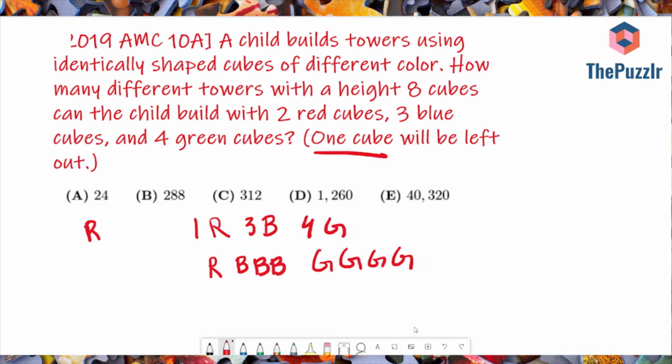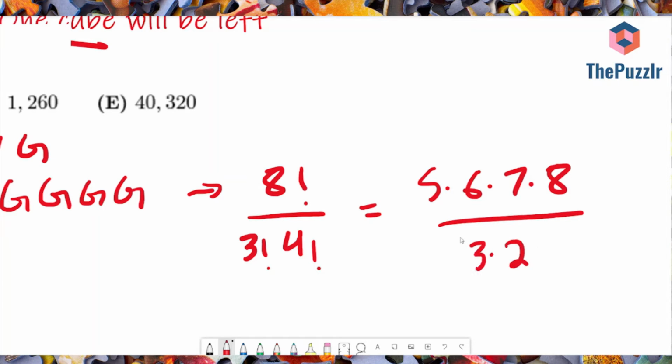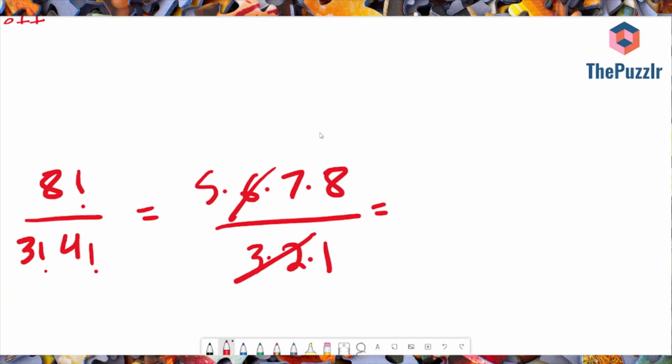But we remember from our word arrangements, the number of ways to arrange this is 8 factorial, because that's how many letters there are, divided by the factorial of the number of times each letter appears. R appears 1 time, so it doesn't matter. B appears 3 times, and G appears 4 times, right? So we turned this from a blocks problem into a word rearrangement problem. This gives us 8 factorial over 3 factorial times 4 factorial. That's going to be 5 times 6 times 7 times 8 over 3 times 2 times 1. 3 times 2 cancels out here. And we're left with 35 times 8, which is 280.